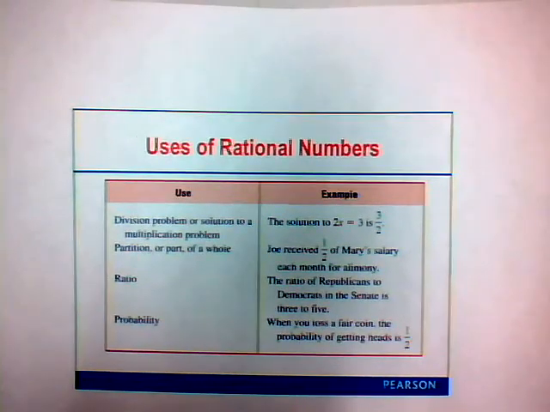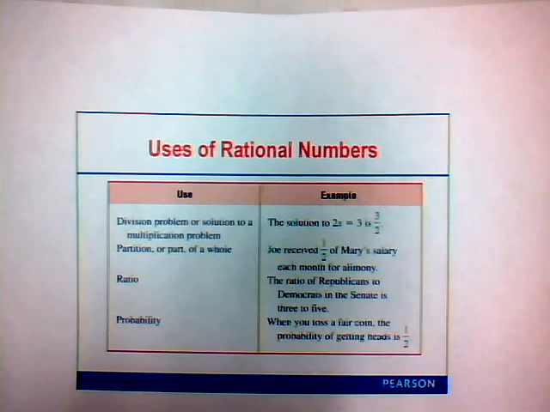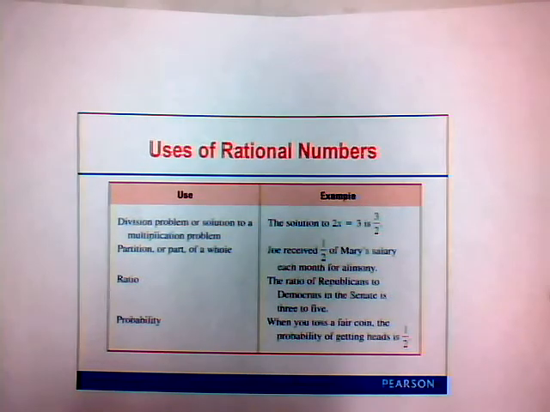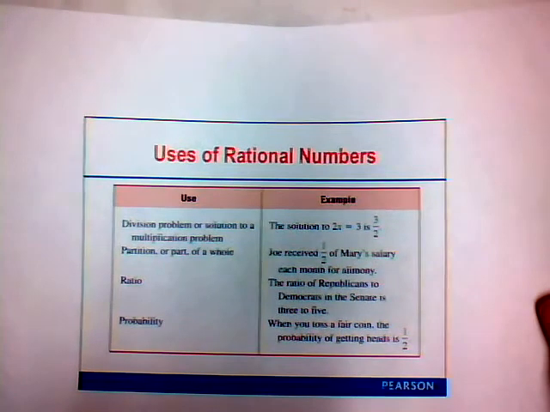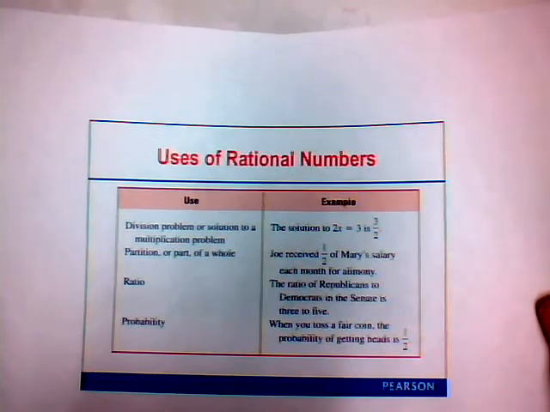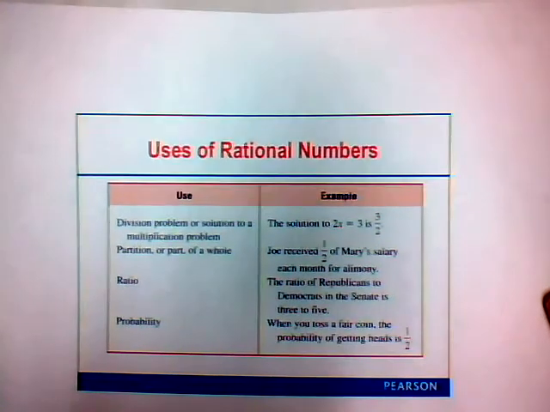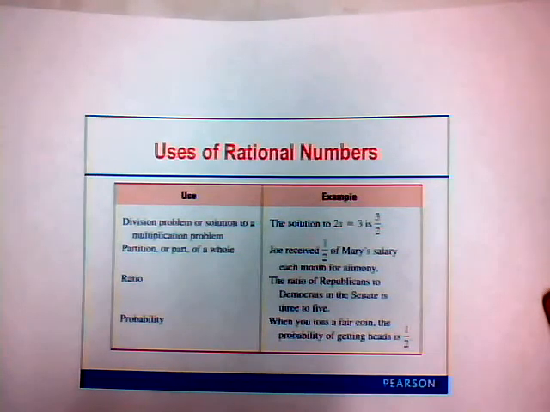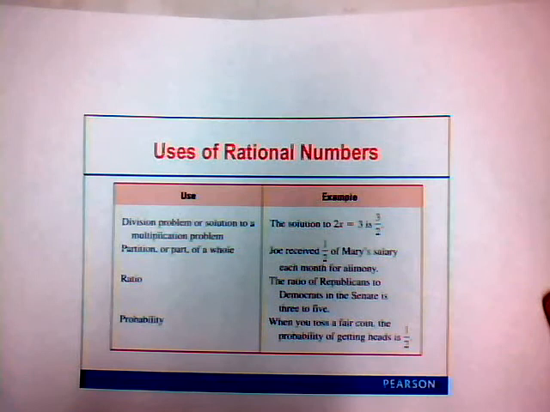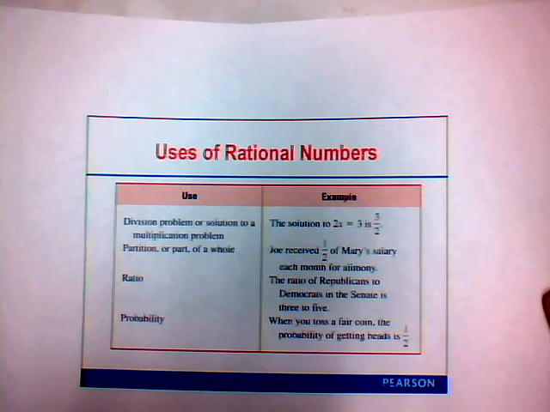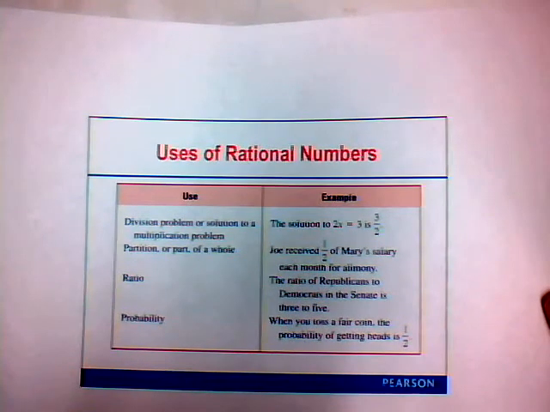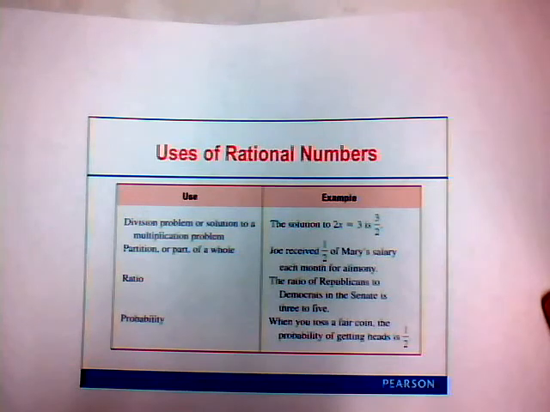It can be used as a partition or part of a whole. Like in this case, Joe received 1/2 of Mary's salary each month for alimony. Okay, that's a partition or part of a whole amount. Rational numbers can be used as a ratio, where the ratio of Republicans to Democrats in the Senate is 3 to 5. And it also can be used as probability. When you toss a coin, the probability of getting heads is 1/2. So these are the four different uses of rational numbers.